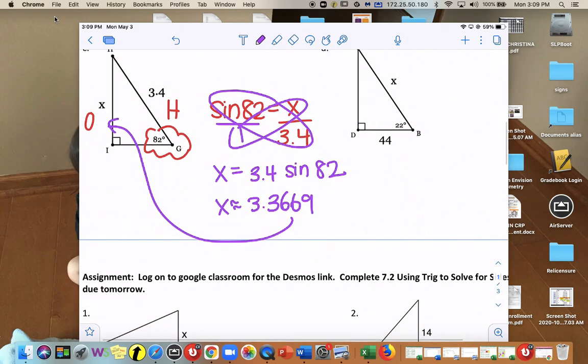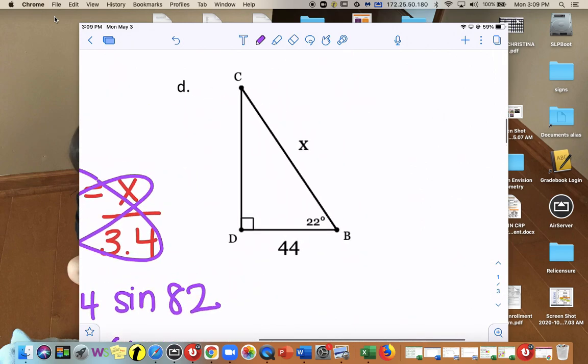Okay, and then let's try our last one. Whoopsies. Okay, so our last one, again, we select our angle. It just happens to always be this one down here. It doesn't have to be. In fact, let's use this angle. So to find that angle, I know there's 180 degrees in a triangle, so I could do 180 minus 90 minus 22. So this angle is 68. Let's see what happens if we use that angle to solve.